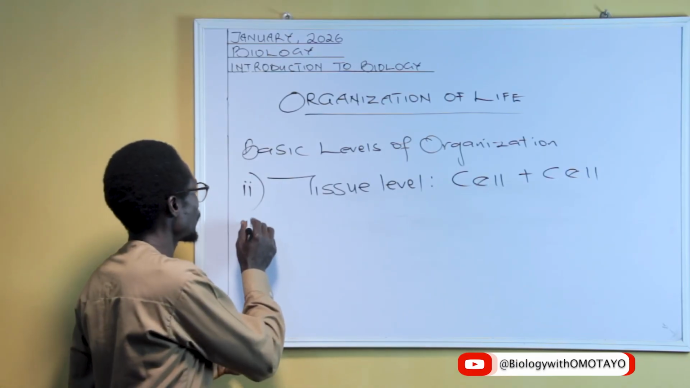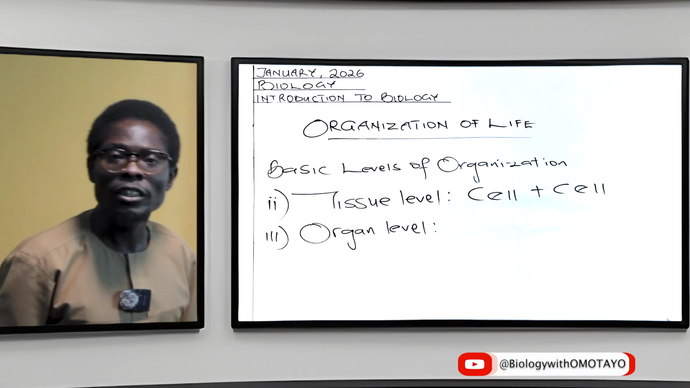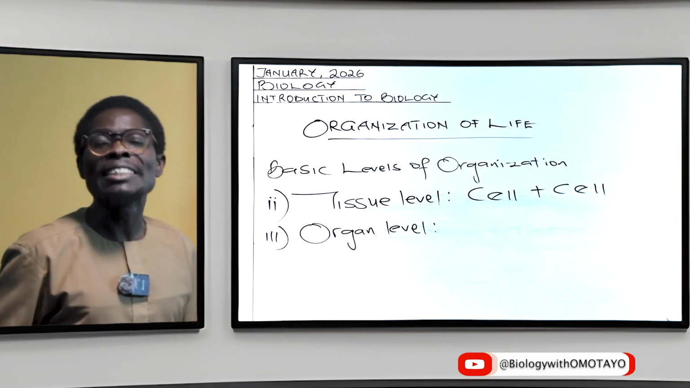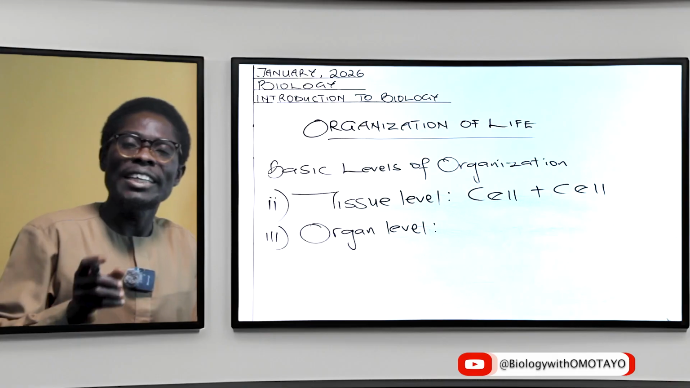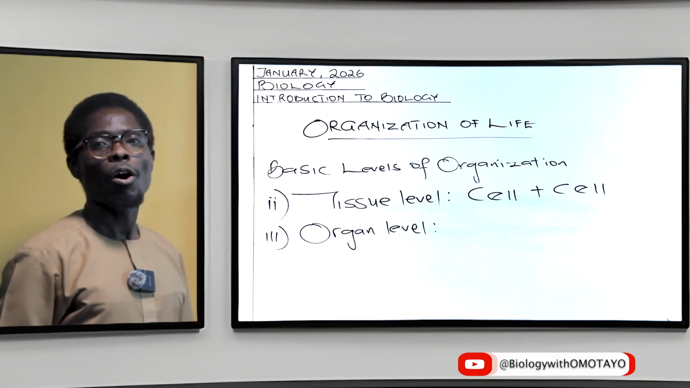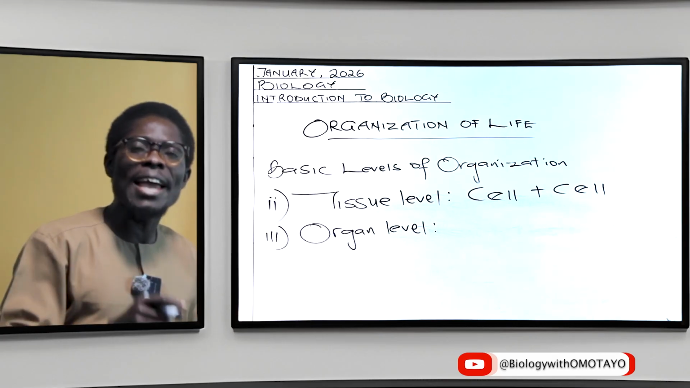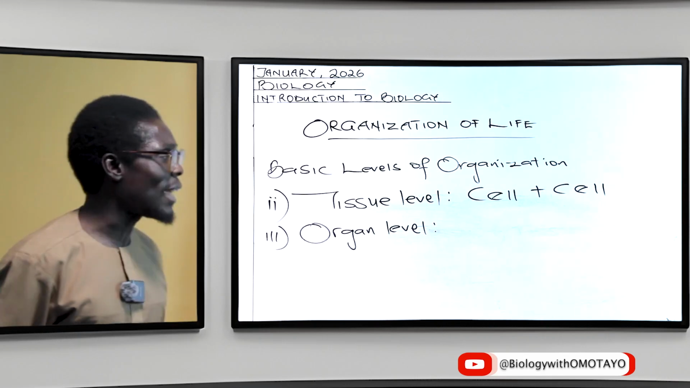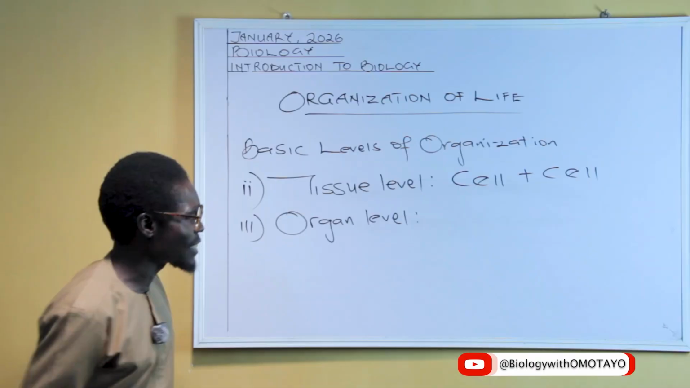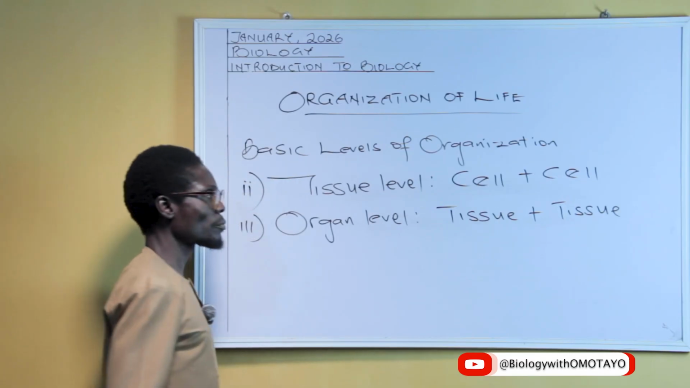Next, we have the organ level. The organ level of organization simply involves the coming together of tissues to perform a given function. Coming together of two or more tissues to perform a given function. That is to say, the organ level of organization can equally be represented as tissue plus tissue.